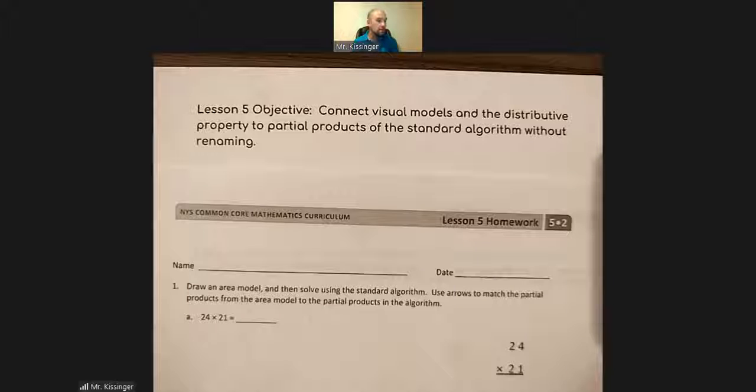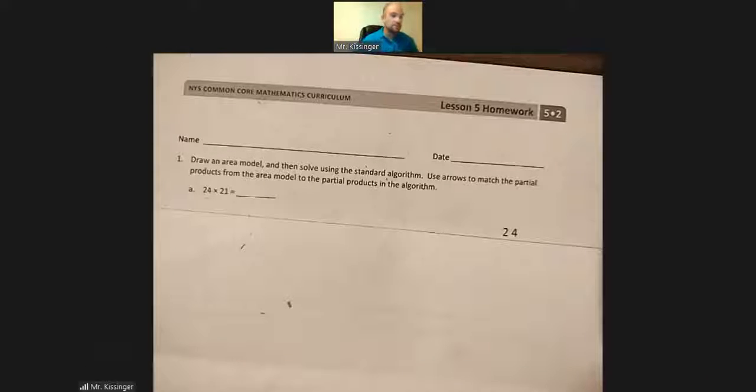Our objective for the day is connecting visual models and the distributive property to partial products of the standard algorithm without renaming. So we're going to be using both the standard algorithm for multiplication, and area models to understand the way that the algorithm works when multiplying. All right, so let's get started. It says draw an area model, then solve using the standard algorithm. Use arrows to match the partial products from the area model to the partial products in the algorithm.